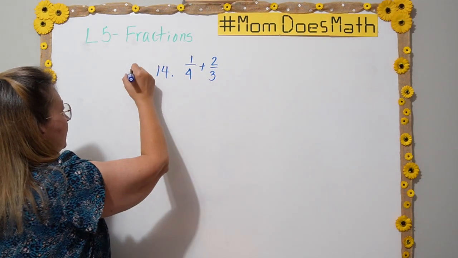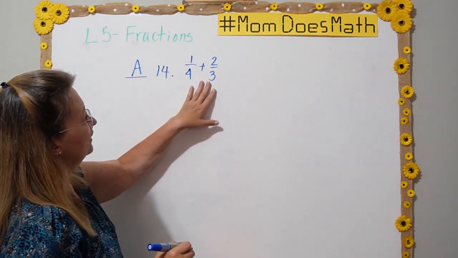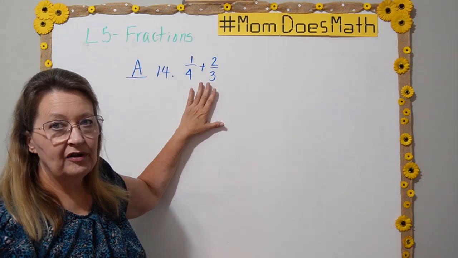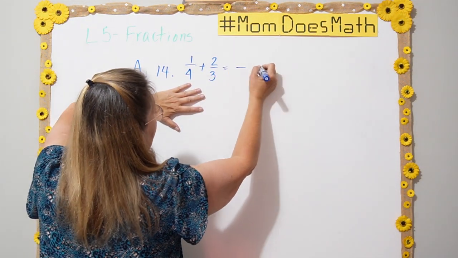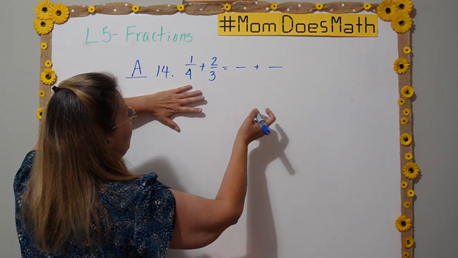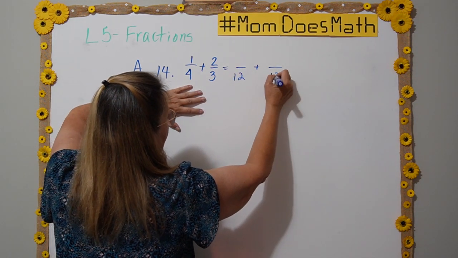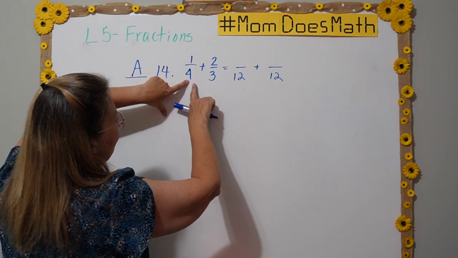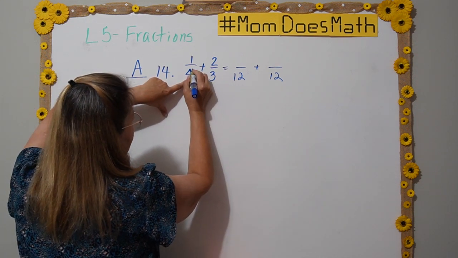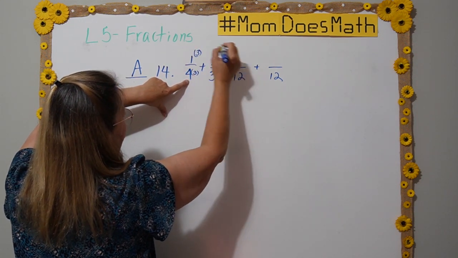Okay, number 14 is an addition problem. And when you add, you need common denominators. So that's my first task. What is a number, the smallest number, hopefully, that 4 and 3 will go into? Well, that's going to be 12. Now let's manipulate both fractions. What did you multiply 4 by to get your new denominator? By 3. So you got to multiply this by 3.